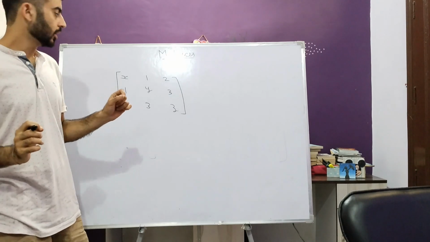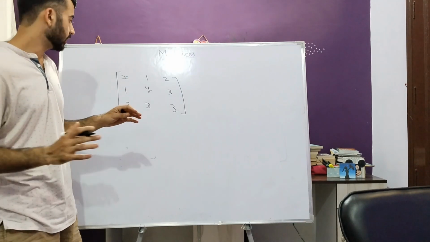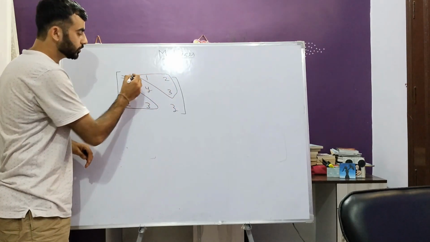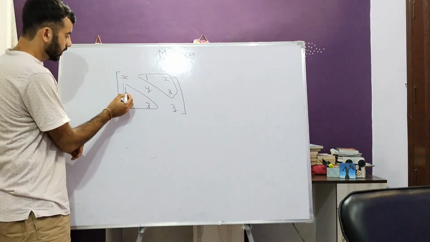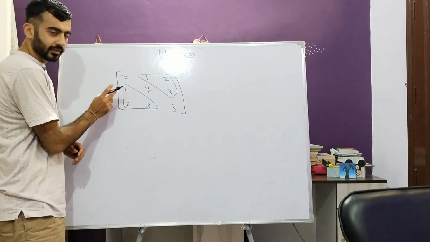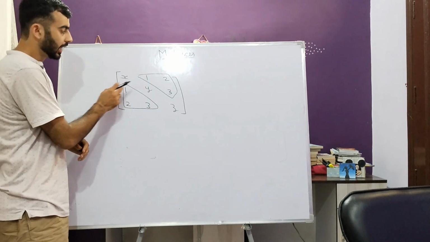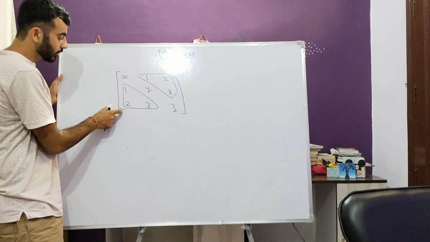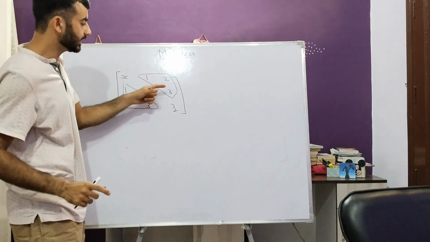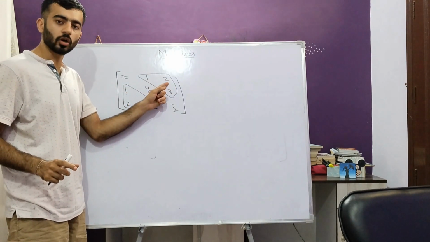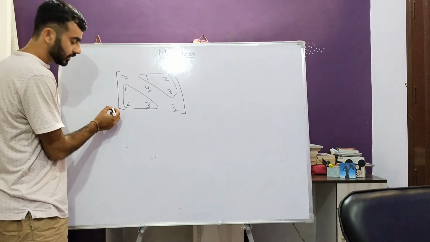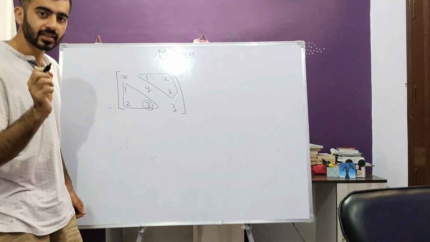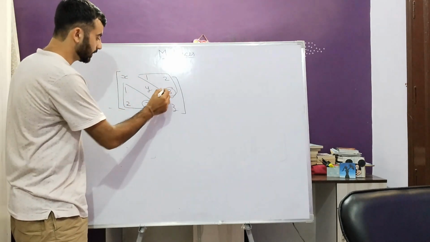In a symmetric matrix, the first thing you have to remember is that the non-diagonal elements should be symmetric to each other. It means the second row and first column element and the second column and first row element should be the same. The third row and first column element and the element at first row third column should be the same. The element at third row second column and the element at second row third column should be the same.